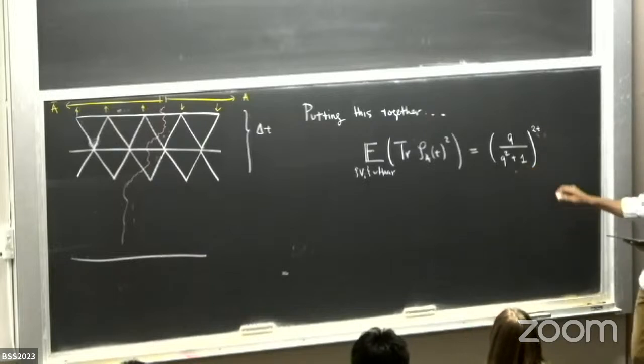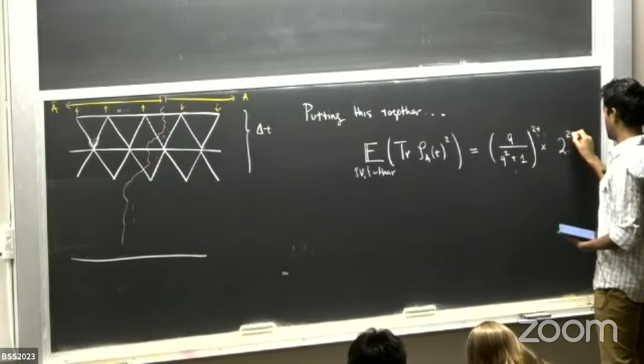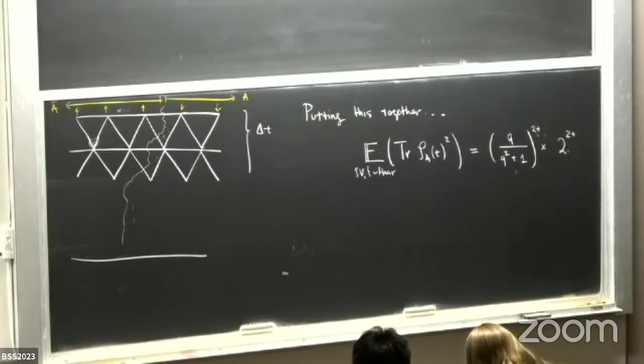Okay, so that's the weight, but then we have to multiply by the entropy. And what is the entropy? It's 2 to the 2t, right? Every triangle that's encountered, the domain wall can go left or right. So this is the answer, and this is exact.